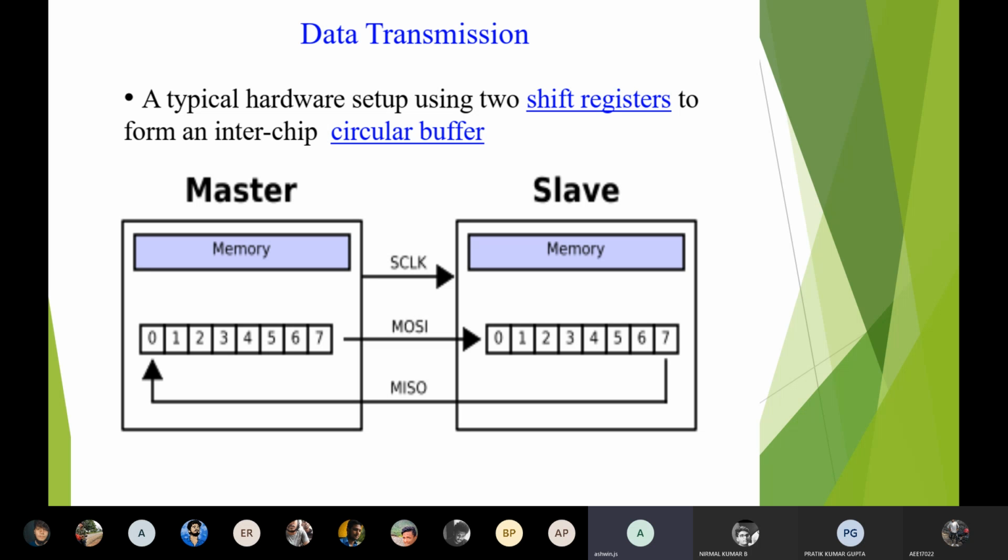So it is like a ring structure. It is connected in a circular buffer. It is called a circular buffer. So the data is transferred in a circular manner. This is how the data transmission will be done in the serial peripheral interface.